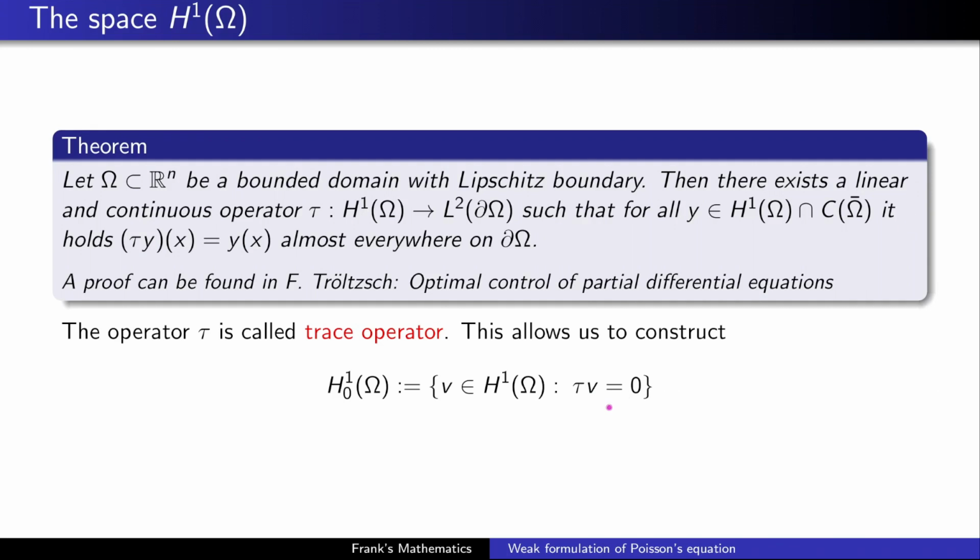The existence of this operator tau is, of course, highly non-trivial. And you can find the proof in the book of Fredi Tröltzsch, which is, well, the standard Bible book for optimal control of partial differential equations. Fredi Tröltzsch is a German mathematician. He studied mathematics in Freiberg, Germany, and is now working as a professor in Berlin, also in Germany. And he's, let's put it, the expert when it comes to optimal control of partial differential equations. And his famous book here was written in 1984.